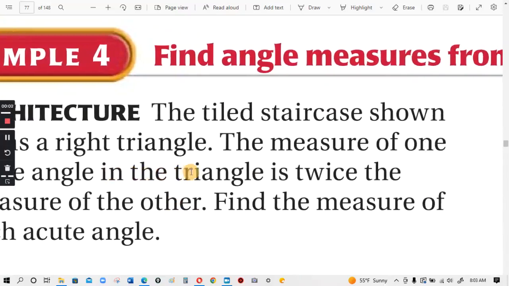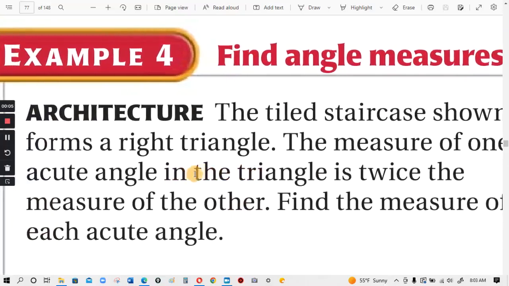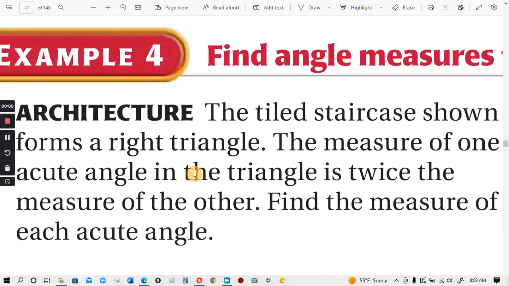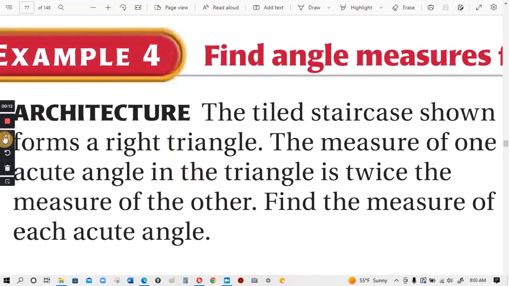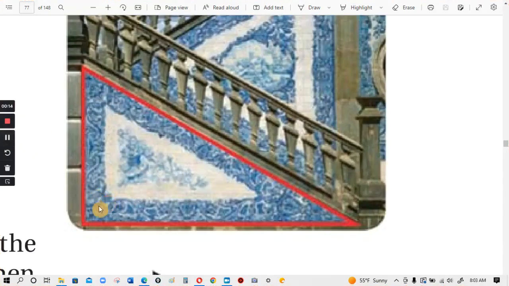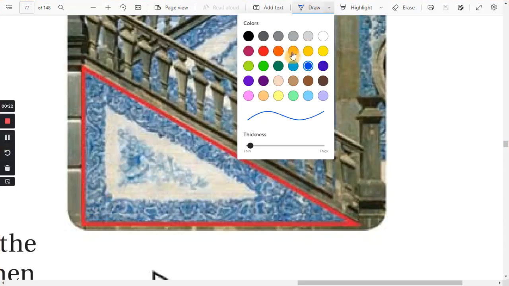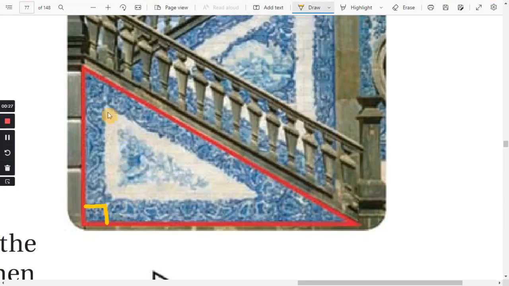Example 4, the tiled staircase shown forms a right triangle. The measure of one acute angle in the triangle is twice the measure of the other. Find the measure of each acute angle. Let's take a look. All right, so basically it's just a right triangle. I'm going to redraw this anyhow. But you have one angle here that's a right angle, and the other angles here and here are the acute angles. Okay, so I'm just going to redraw this right triangle.